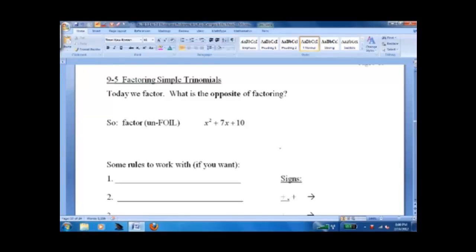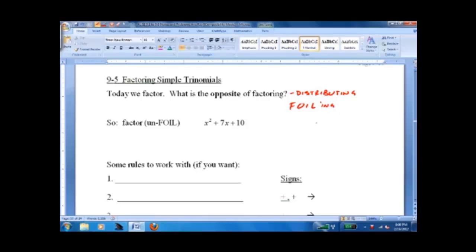Lesson 9.5, Factoring Simple Trinomials. So we start factoring today, but to help you understand what factoring is, you have to understand what's the opposite of factoring. The opposite of factoring would be distributing, or what a lot of people call foiling. So you would have x plus 2 times x plus 5. And we do the first, outside, inside, last, all that, we get some answer.